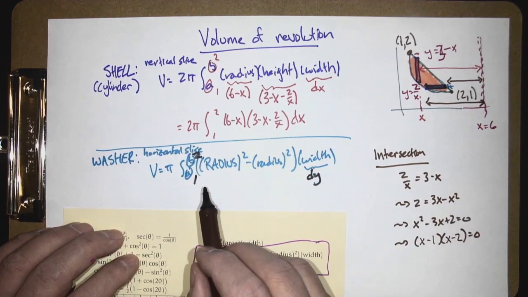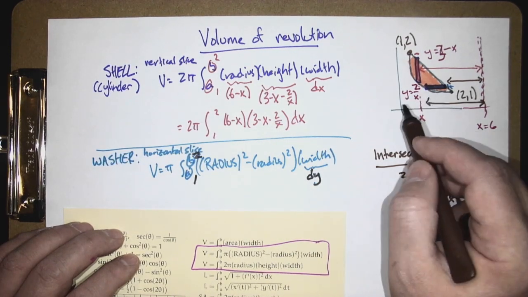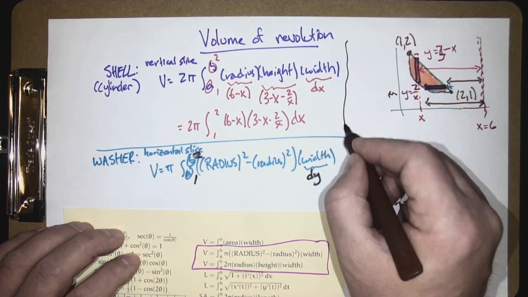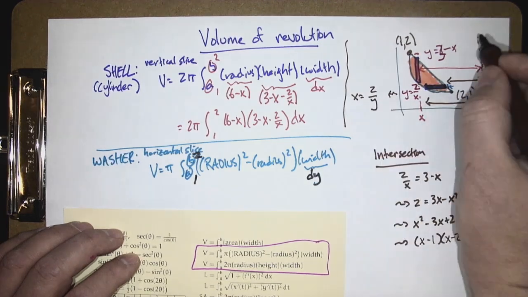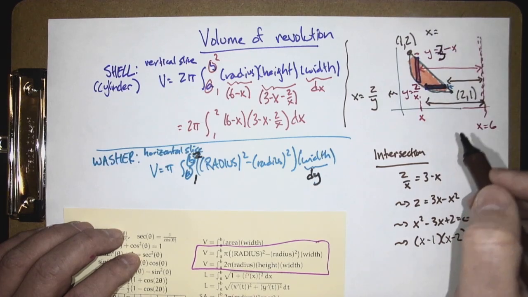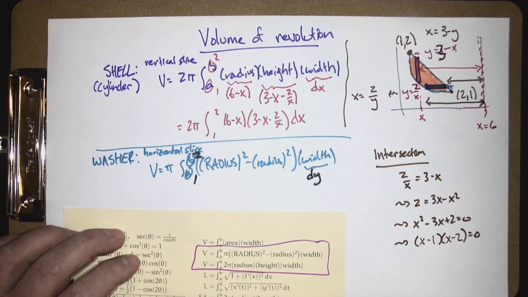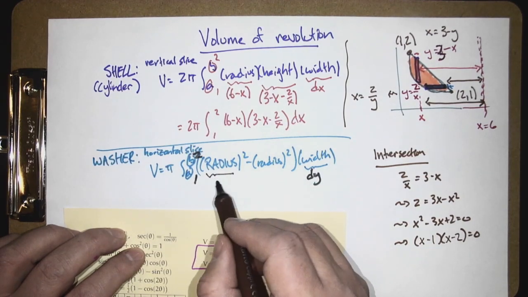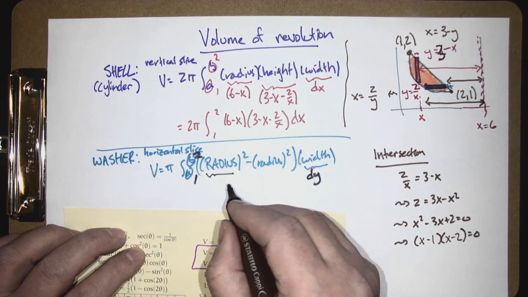Okay, so we need to figure out the radiuses. We need to change these to functions, x as functions of y. But these were pretty simple functions. If y equals 2 over x, what is x? 2 over y. If y was 3 minus x, what is x? 3 minus y. So there's a certain amount of symmetry that comes into play. Okay, so the big radius. What is the big radius? Is it 2 over y?